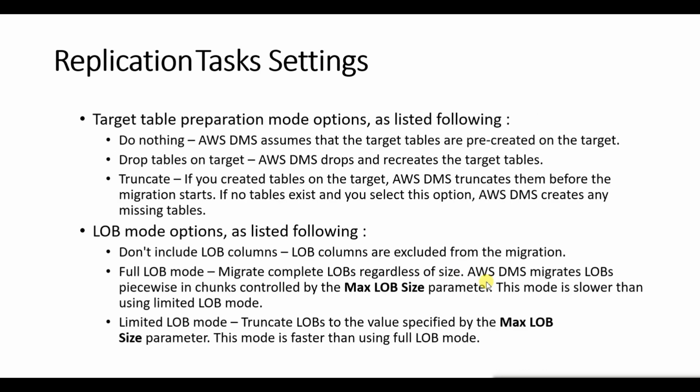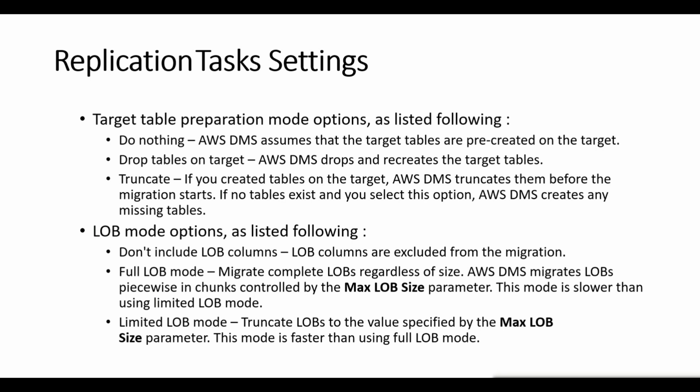The target table preparation mode options are listed as follows. Do nothing: AWS DMS assumes that the target tables are pre-created on the target. Drop tables on the target: here AWS DMS drops and recreates the tables. Truncate: if you create tables on the target, AWS DMS truncates them before the migration starts. If no tables exist and you select this option, AWS DMS creates any missing tables.